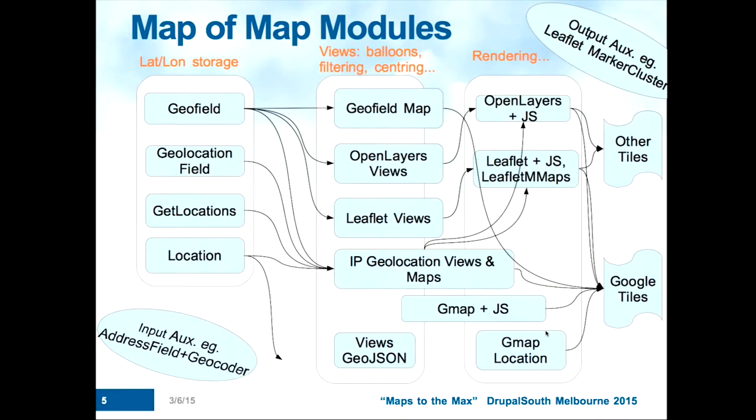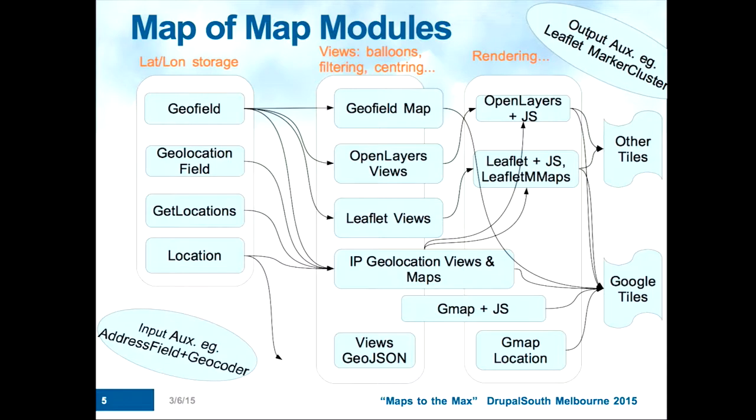So I've just introduced the first map module. It's called IP Geolocation Views and Maps, and it's certainly not the only one. As you can see here, maps in Drupal is a bit of a jungle. Basically, there's three silos. The silo on the far left is the silo of modules that offer ways to store your latitude and longitude. You've got to have latitude and longitude to put a location on the map. The silo on the right are the three main map renderers that we have.